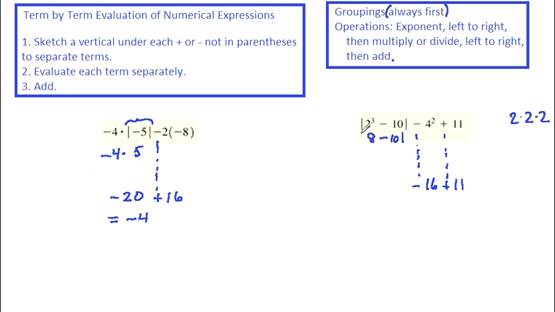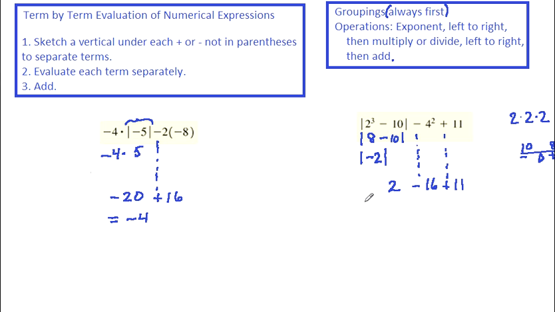So we have the absolute value of 8 minus 10, which is the absolute value of 8 and negative 10, which is the absolute value of negative 2. I'll refresh your memory over there. That's 10 negative versus 8 positive. There's more on the negative, so it's negative 2. And the absolute value of a negative 2 is a positive 2.